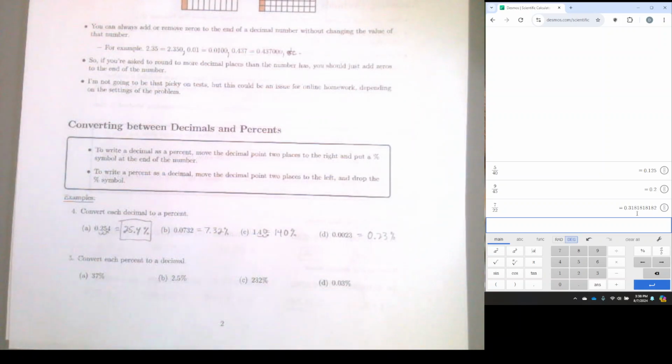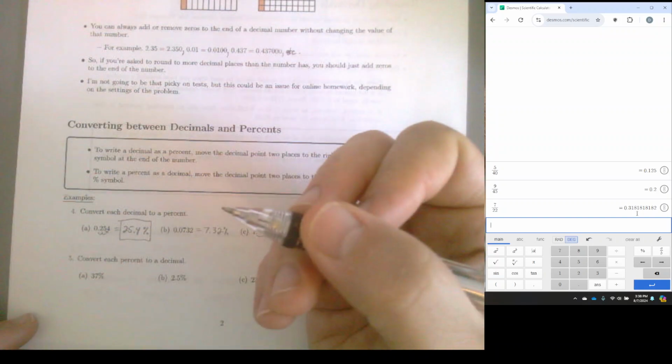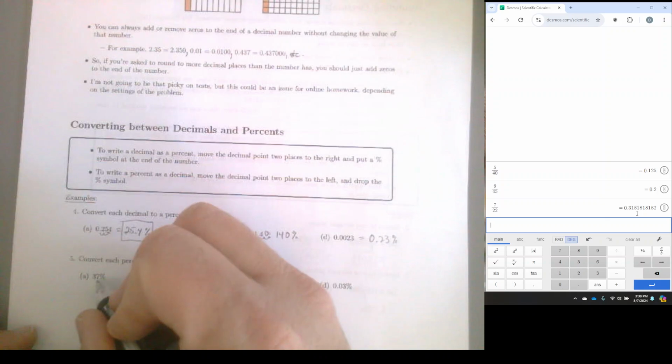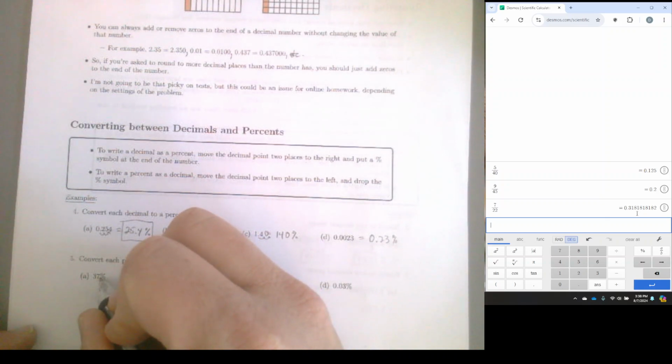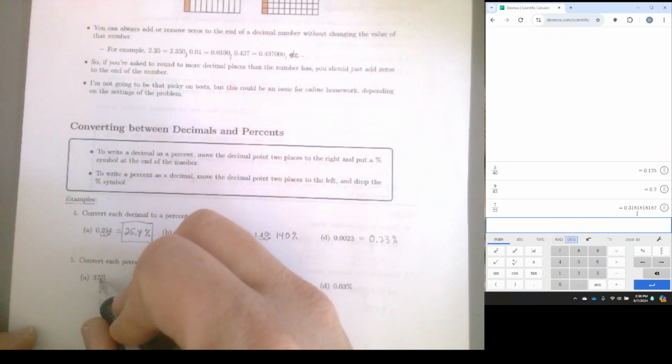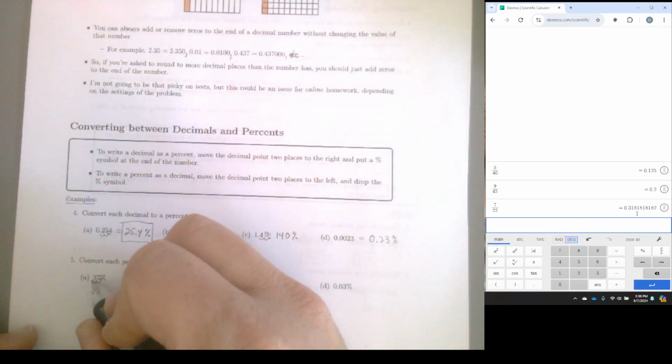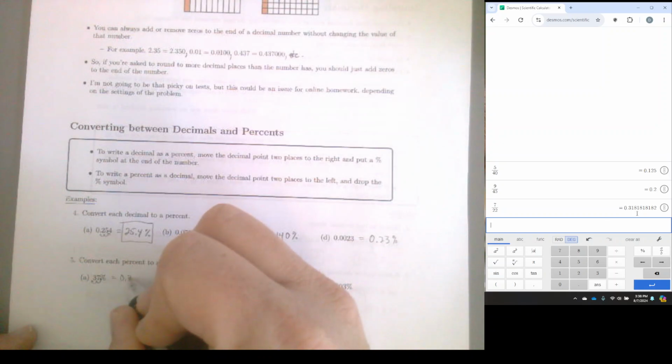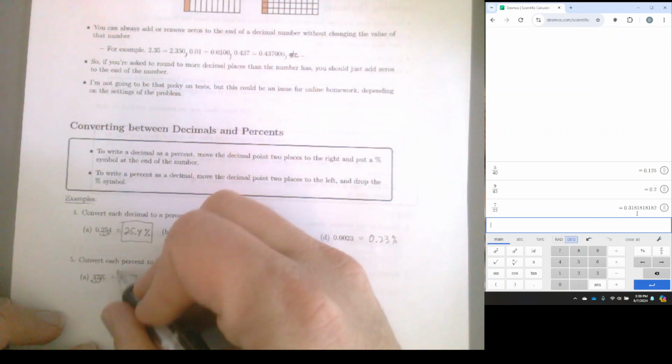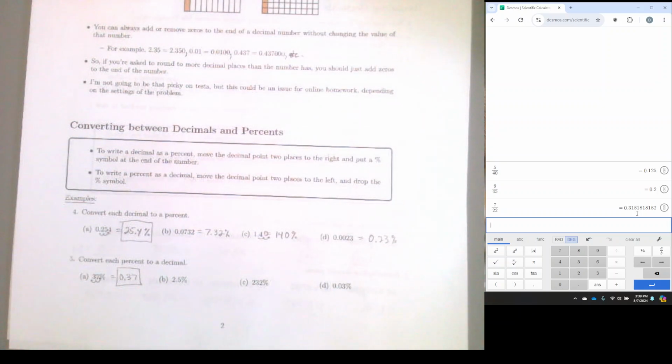If I want to go the other way around and change a percent to a decimal, I'm going to take the decimal point and move it 2 times to the left. Okay. Now, for 37%, there's no decimal place, but 37 is the same thing as 37.0, so there's really like an invisible decimal point after the 7. And if I move that decimal point 2 times to the left, then I end up with 0.37, and this time I'm going to drop the percent symbol. So 37% is the same thing as 0.37.